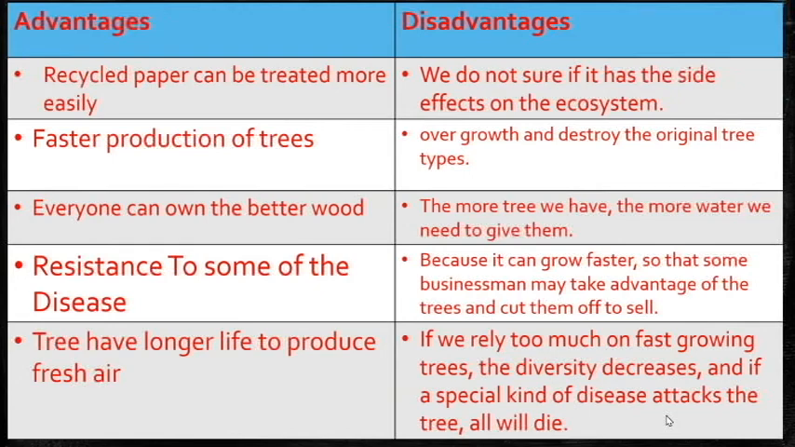But there are still some disadvantages of these trees. We're unsure if it has side effects on the ecosystem, and because it can grow very fast, it might overgrow and destroy the original trees. The more trees we have means we need more water to give them to survive. But do we have enough water to give them? The answer is no. Also, some businessmen might take advantage of the trees and cut them down to sell.